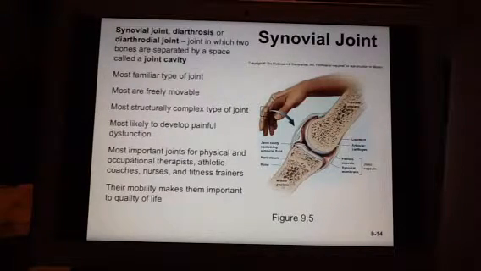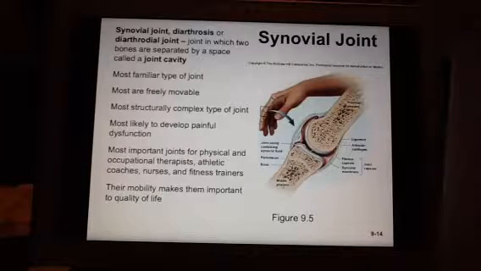So synovial joints is our last category, and it's where we're going to spend most of our time this chapter. A synovial joint is where two bones are separated by a space called a joint cavity. It's our most familiar type of joint, and most of these synovial joints are freely movable.